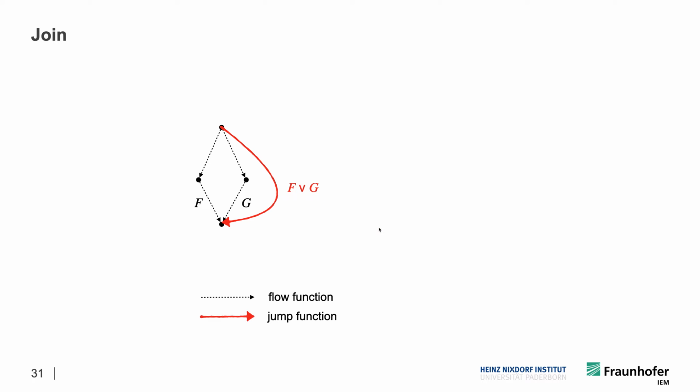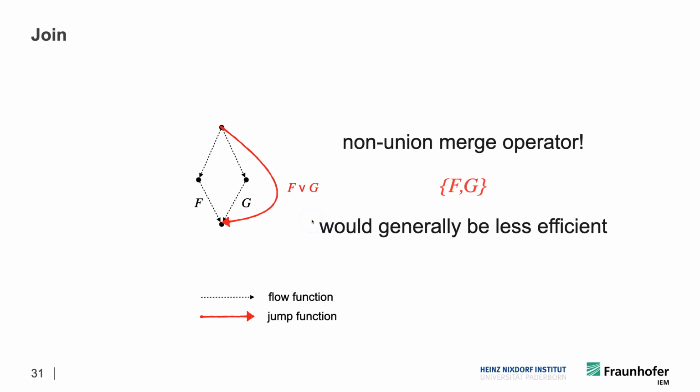And what's important here is that in order to do this efficiently, we really now need IDE, right? We can't get away with IFDS, because here this is really a non-union merge operator. We could also store this using a set-based representation, by doing a set union, so F, comma G. But that would be less efficient.